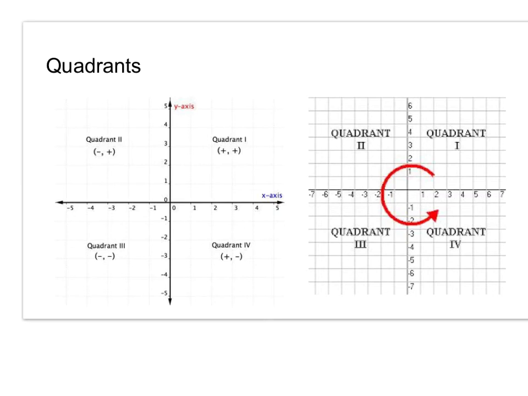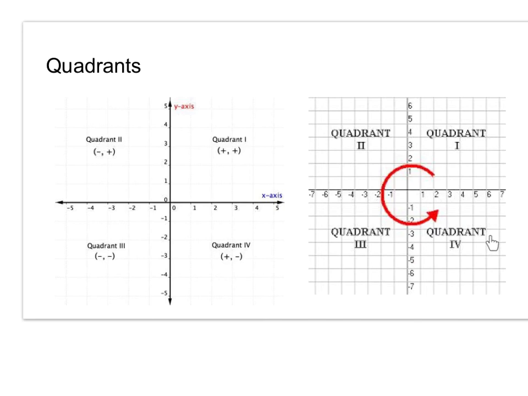So if we go over to the left, we have quadrant 2. In quadrant 2, your x is going to be negative and your y is going to be positive, because when you go to the left, it's negative, but then you would go up, so that's why your y is positive and your x is negative. Our third one is down in the left-hand corner. Both your x and y are going to be negative, because going left is negative and down is negative.